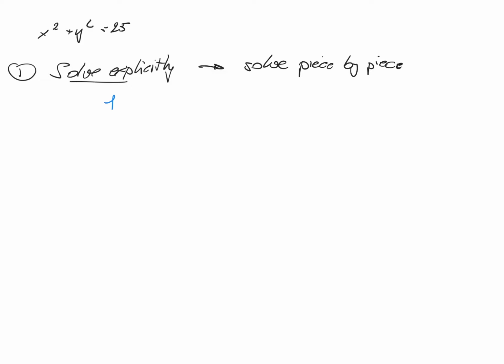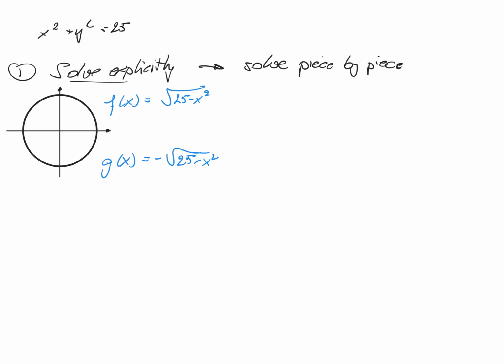Let's say we have f of x, which is the positive root of 25 minus x squared, and a second part, g of x, which was the negative root of 25 minus x squared. What we can see is that basically we split the circle in two halves. The function f of x are the positive roots, so this is the upper half of the circle. The function g of x are the negative roots, so this corresponds to the lower half of the circle. If we then want to calculate the derivative, we calculate it piece by piece.